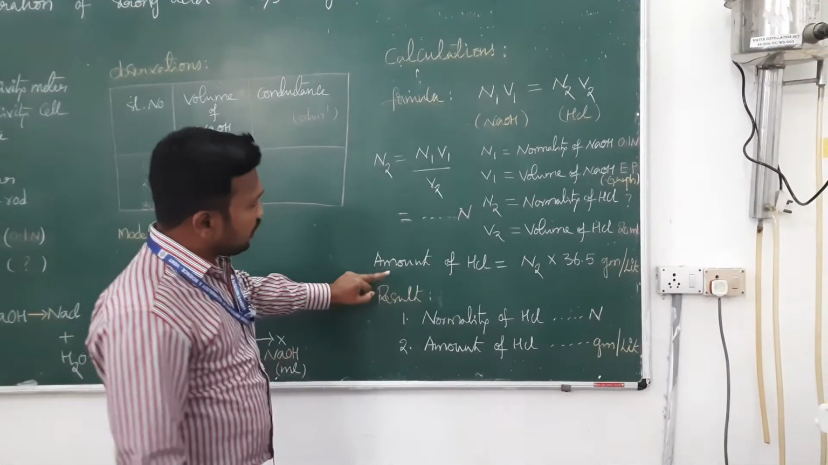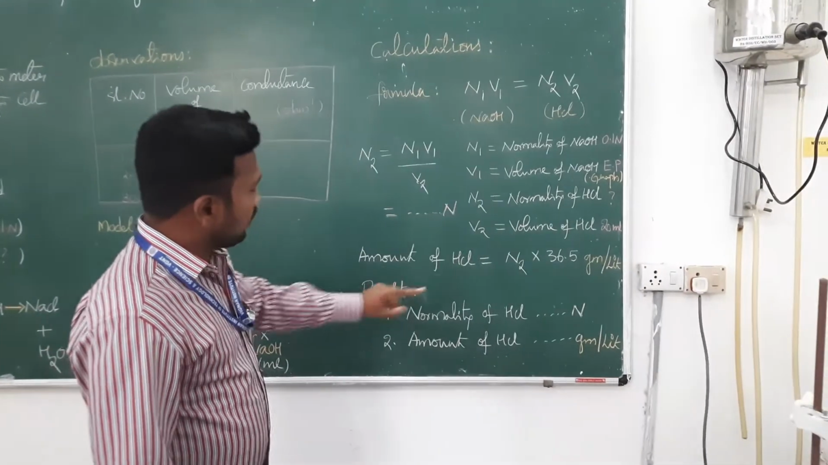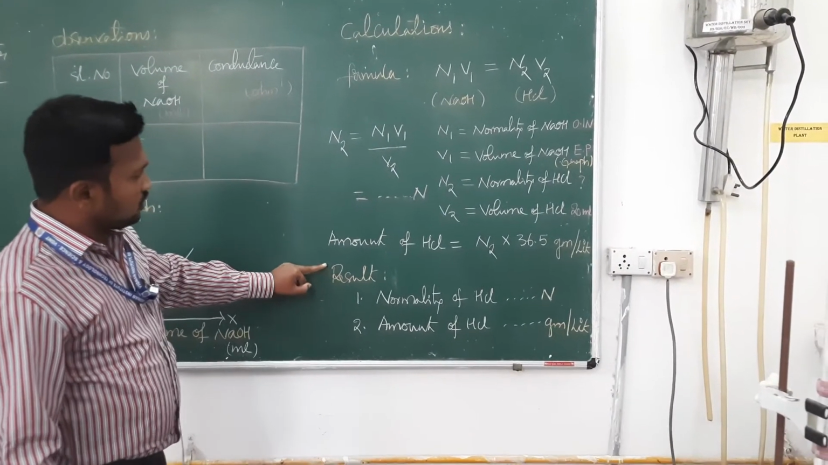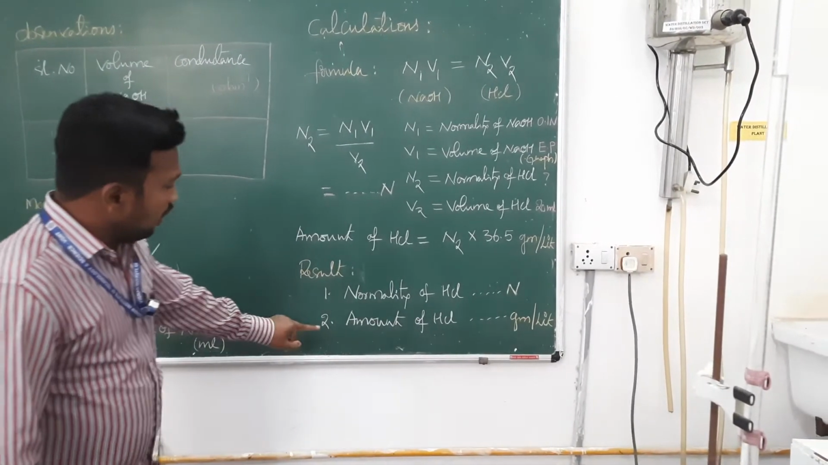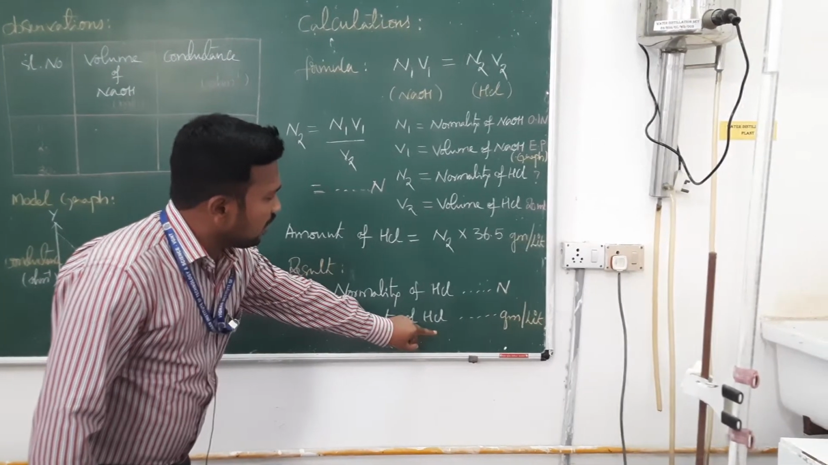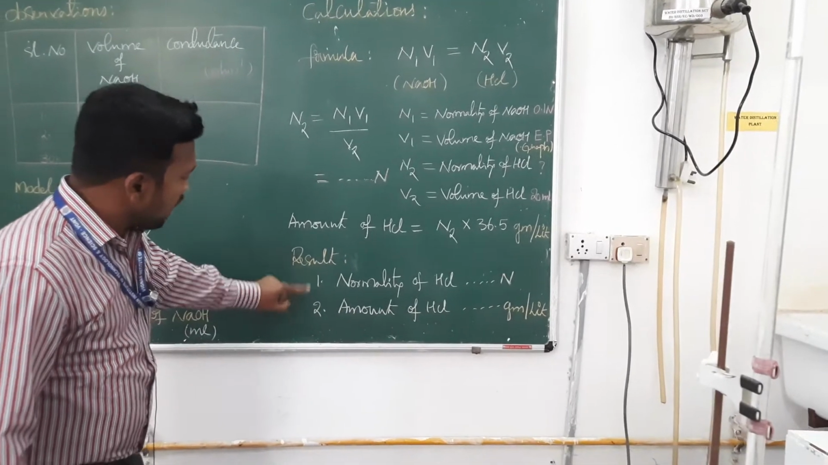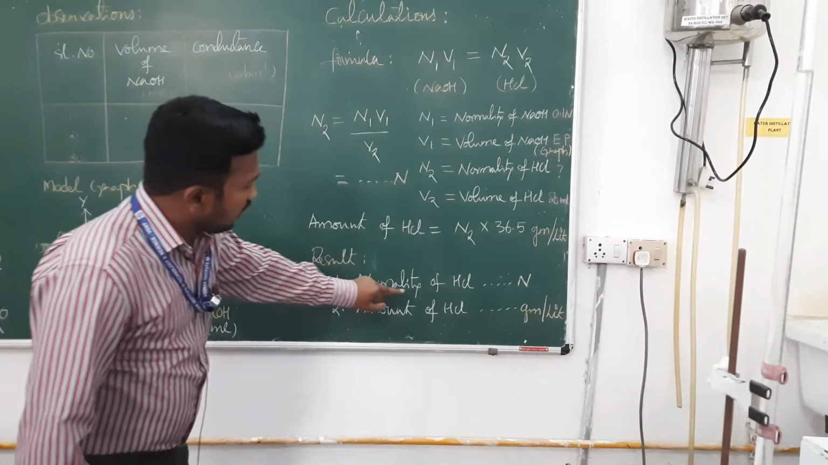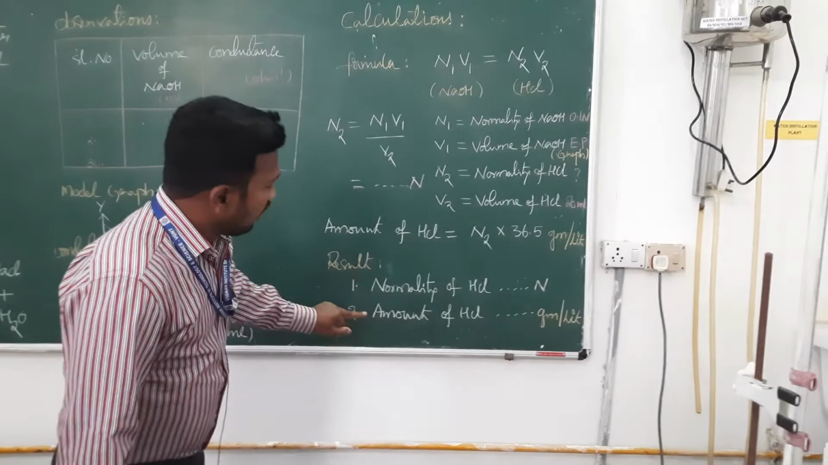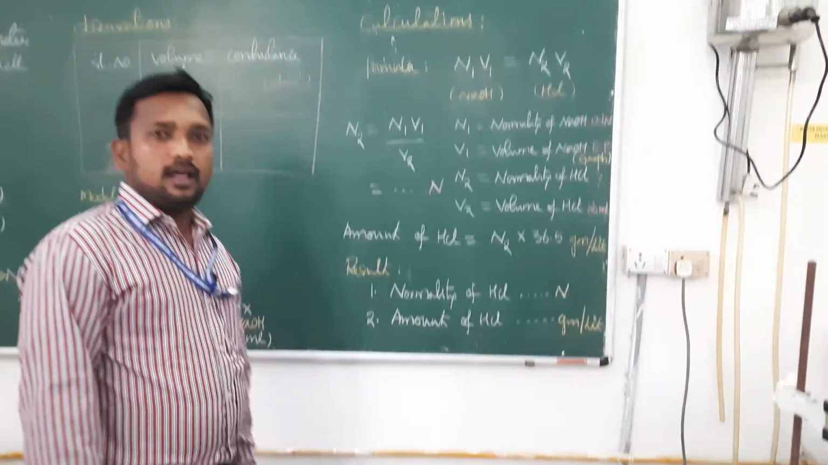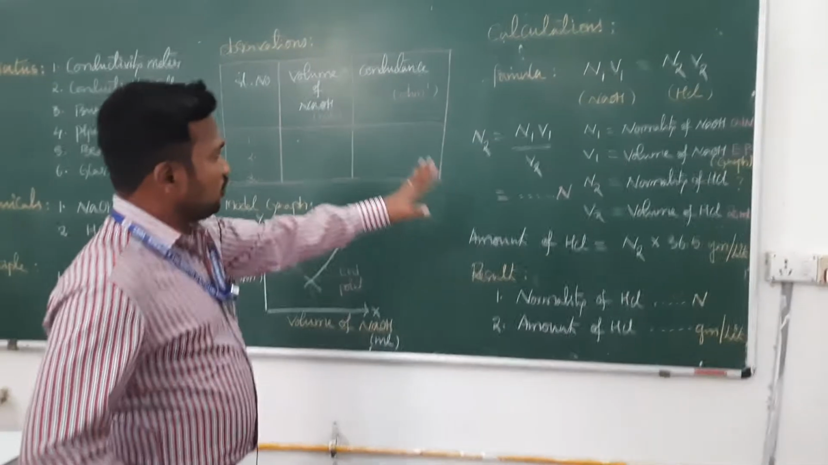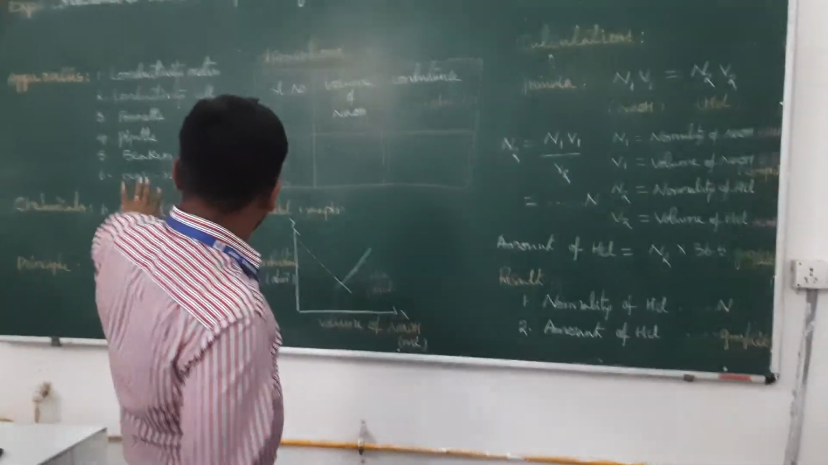After calculating the amount of HCl, we write the results. You have two results: one is the normality of HCl, then the amount of HCl. Our experiment aim is to calculate the normality of HCl and find out the amount of HCl. This is our overall experiment covering calculation, graphs and procedure.